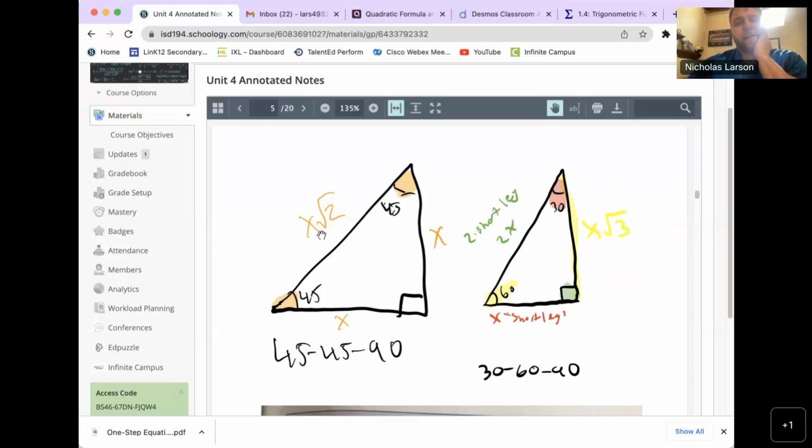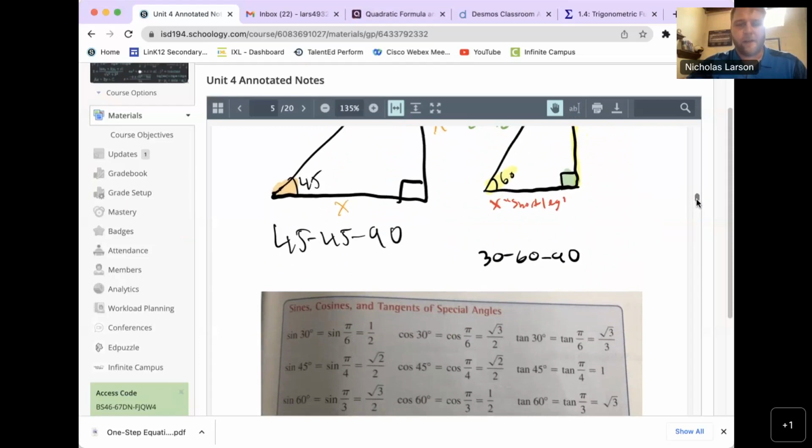45, 45, 90 is even easier because we have 2 sides that are exactly the same. So across from 45 and across from 45 is exactly the same. And then across from 90 is my hypotenuse, and I just call these legs of my triangle. I multiply the leg by the square root of 2. So anytime you get either a multiple of 30 degrees or a multiple of 45 degrees, feel free to use these ideas as a shortcut to figure out what is involved.